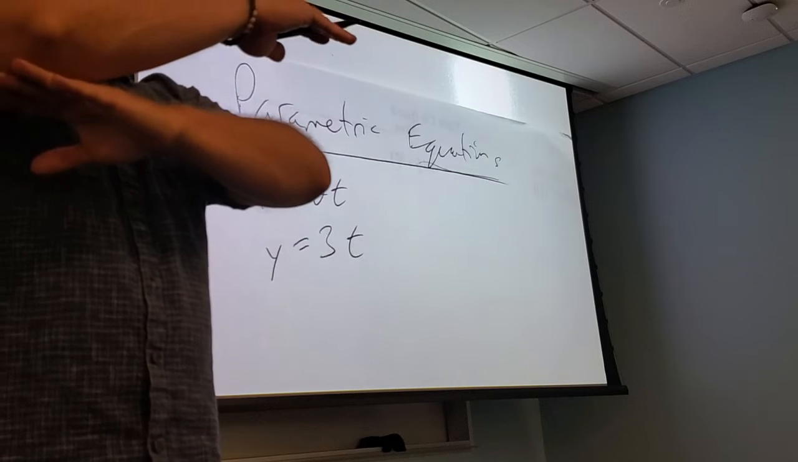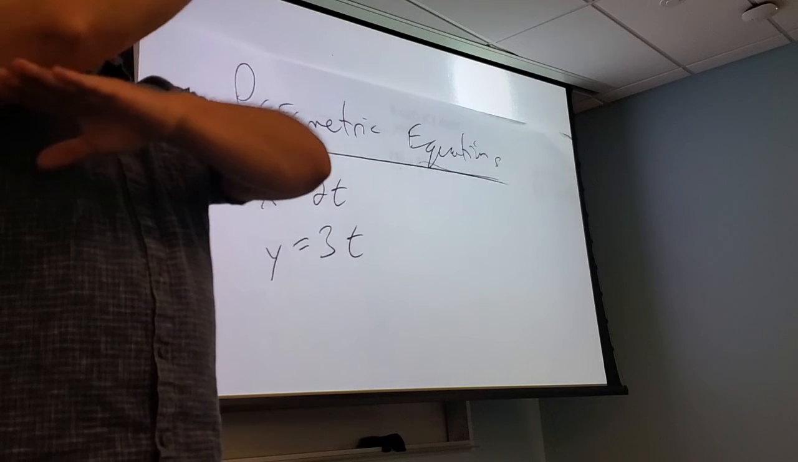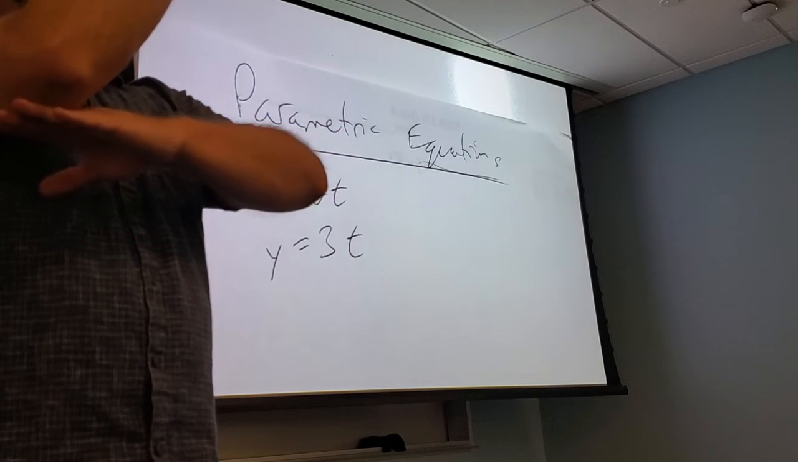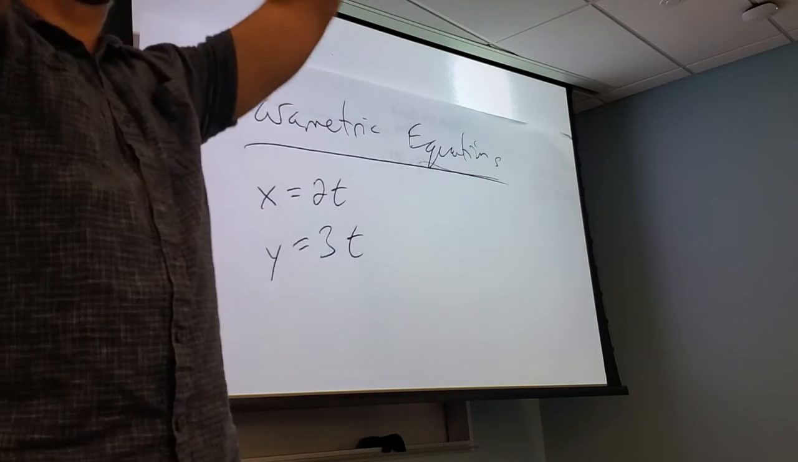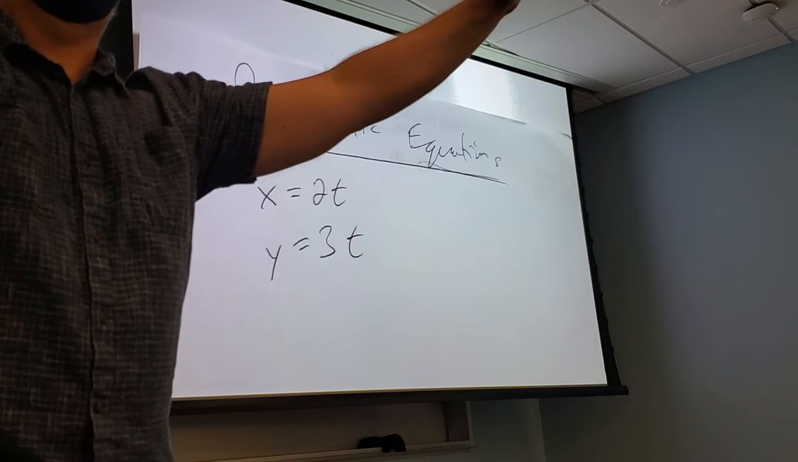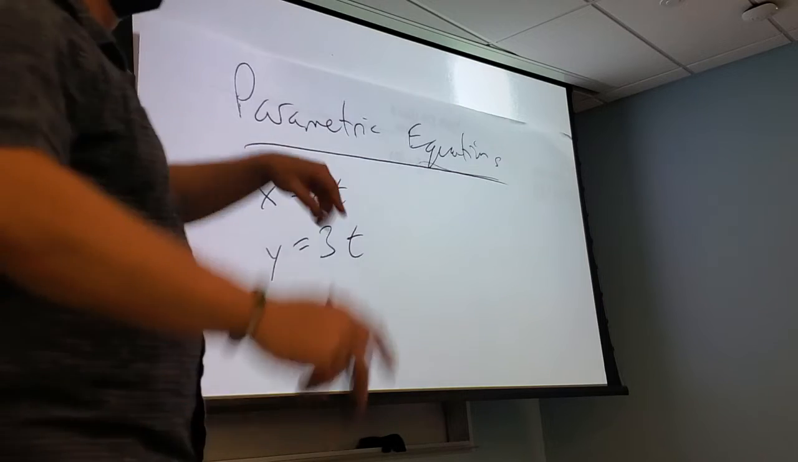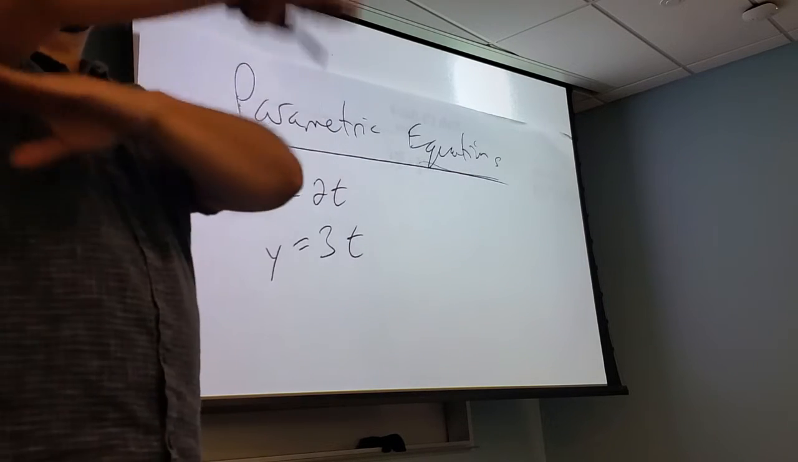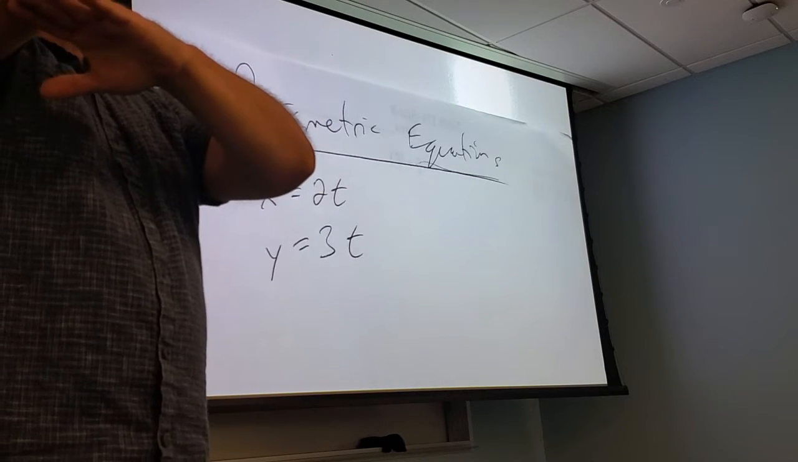So if I do this on the Etch-a-Sketch, it should be a steeper line because it's going up faster than it's going over. Is that cool? Y is changing faster, so it's going up faster than it's going over, so it must make a steeper line.